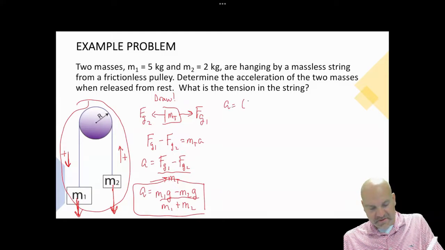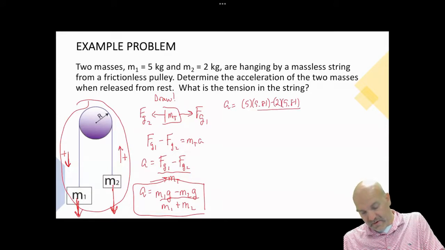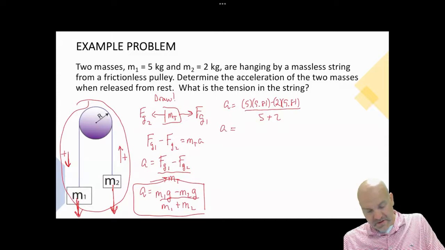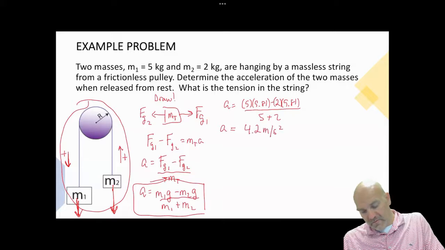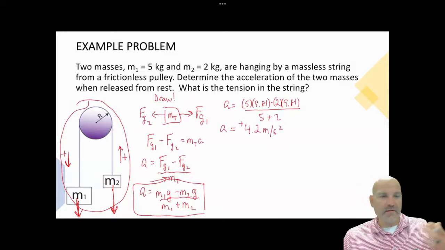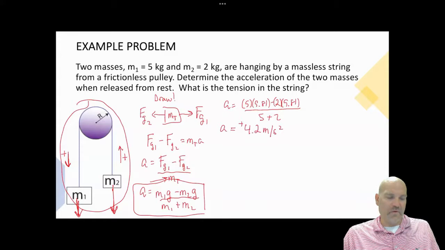So now I can plug in my numbers. I'm going to say 5 times 9.81 minus 2 times 9.81, divided by 5 plus 2. I'm going to get an acceleration of 4.2 meters per second squared, right? And it's going to be positive because of the way I chose my coordinate system.